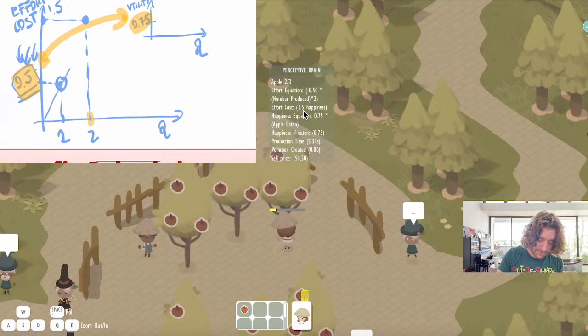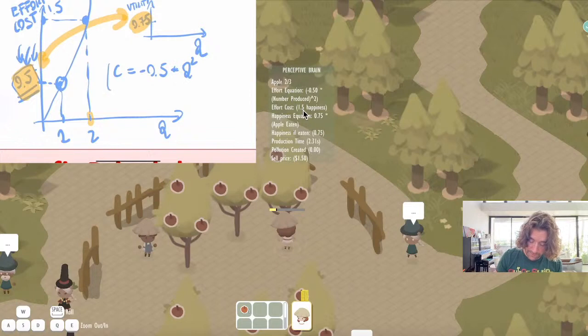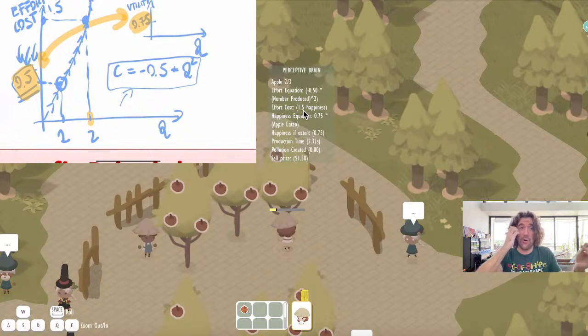The cost of producing apples is exponential, because the cost is given by 0.5 multiplied by the quantity to the power of 2. This is an exponential function of the quantity produced, which means it will correspond to an effort cost which is non-linear, but actually increasing exponentially. It gets more and more costly to pick up the apple.